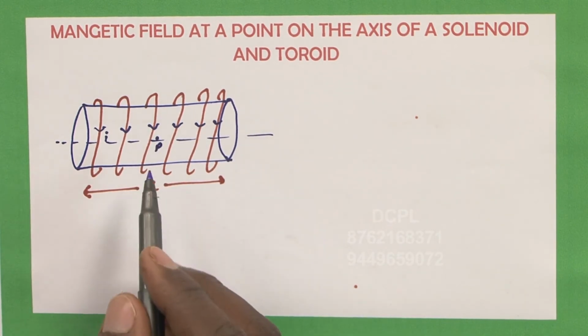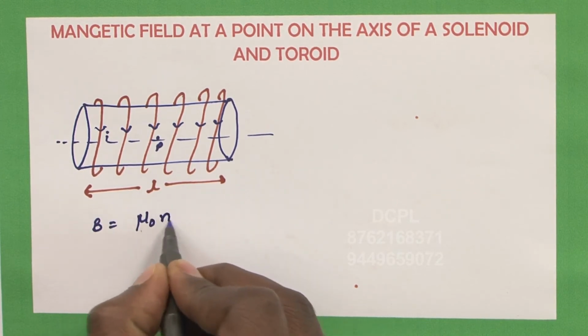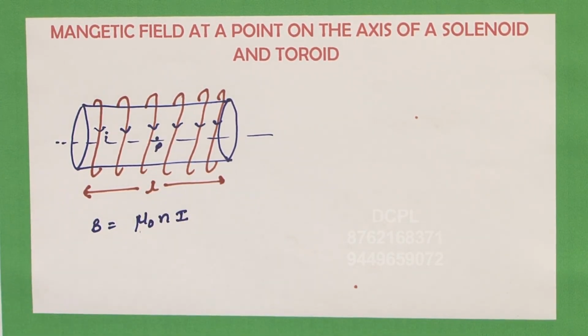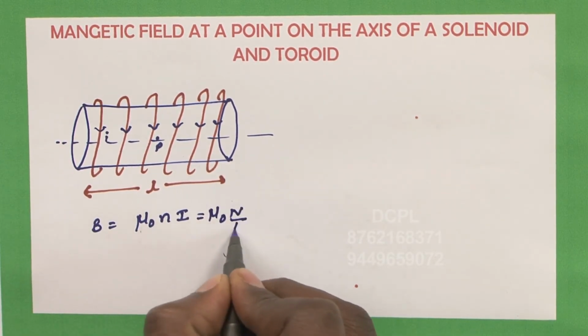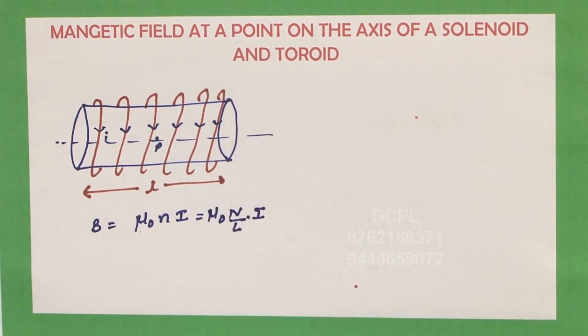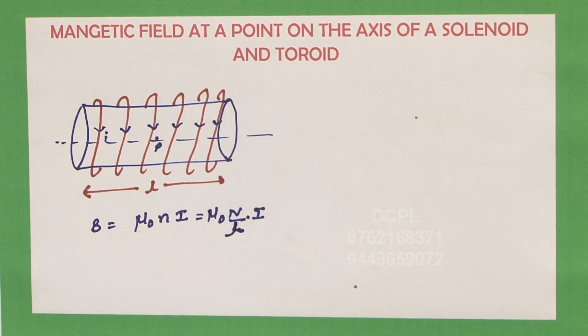The magnetic field at a point on the axis of a solenoid is given by mu naught into small n into I, where I is the current flowing in this coil, small n represents the number of turns per unit length, that is n by L, where L is the length of this solenoid and n is the number of turns, and I is the current flowing in the solenoid.